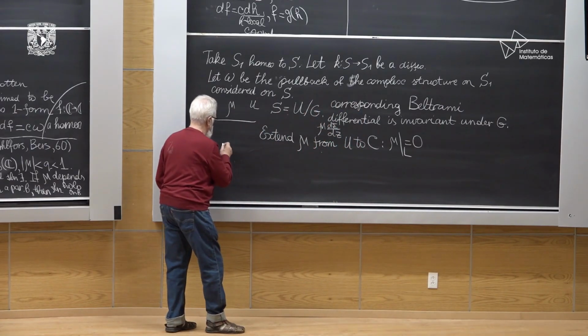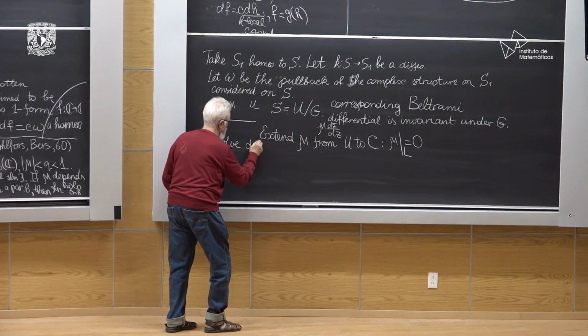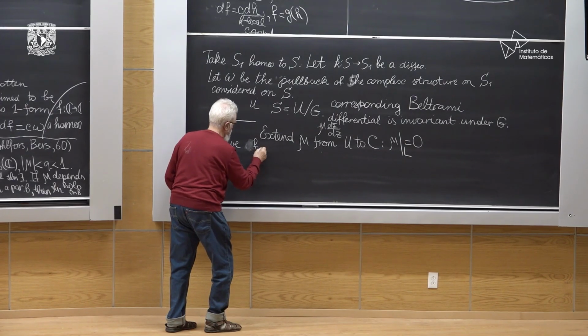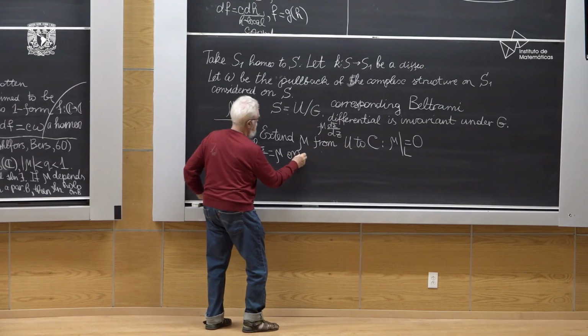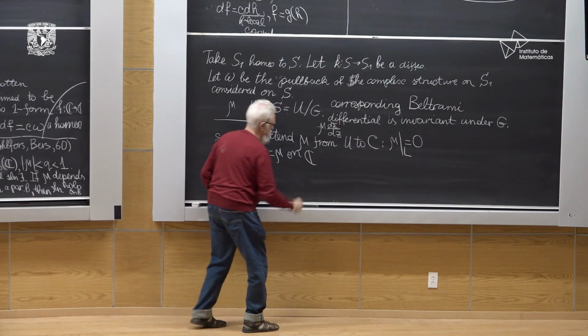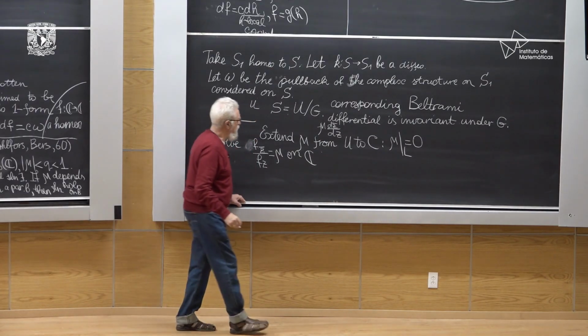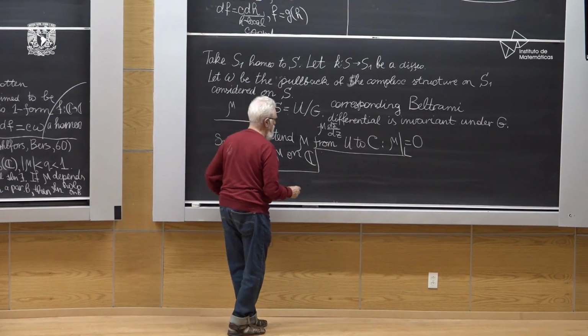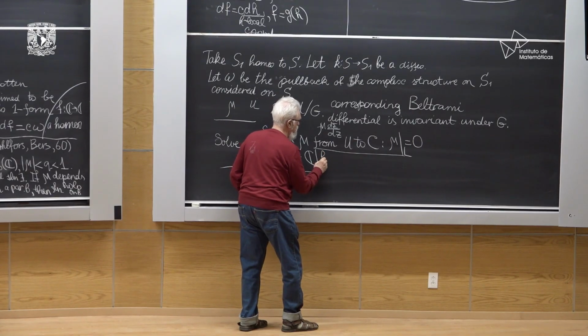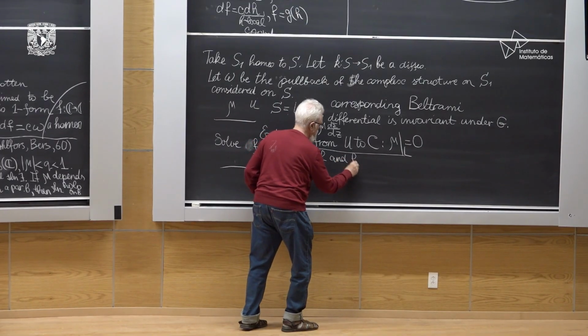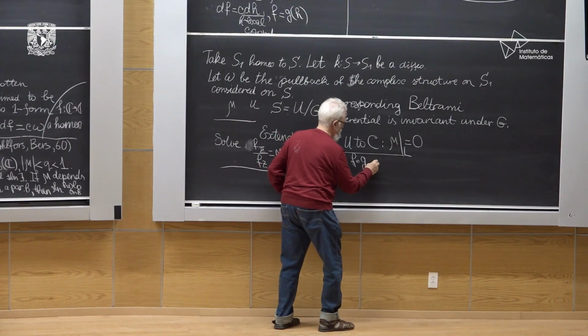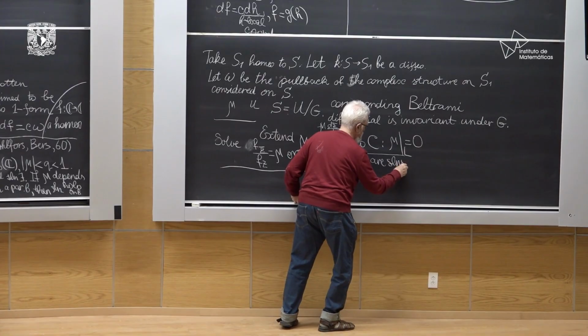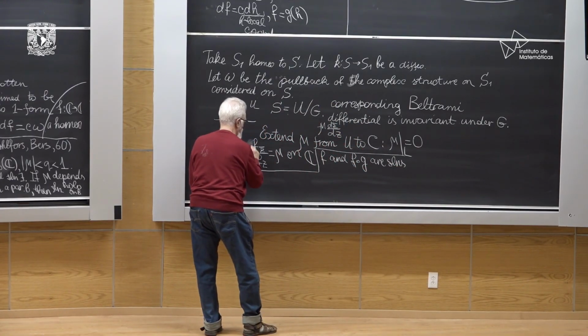And we solve the equation df over dz bar, the Beltrami equation, equal to mu on the whole sphere, on the whole of C. Then, not only f, but f of g are solutions of this equation. Say 2.